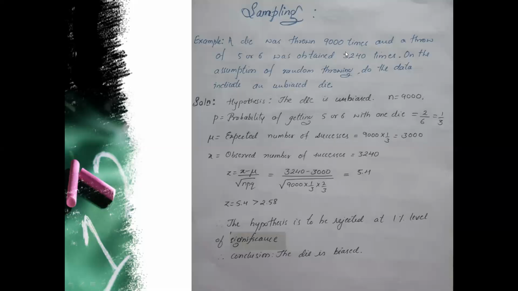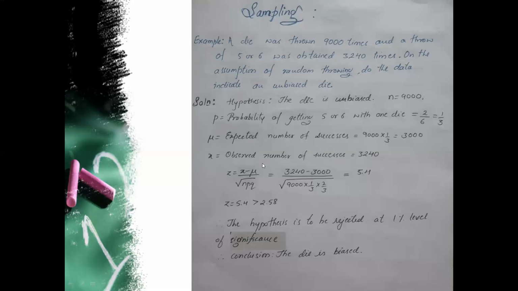But what is given here is that experimentally when it is done, it is observed that 5 or 6 have been obtained 3,240 times. So the observed number of successes is 3,240. Now, this observed number of successes is denoted by either x or sometimes x bar also. And mu, the expected number of successes, is 3,000.